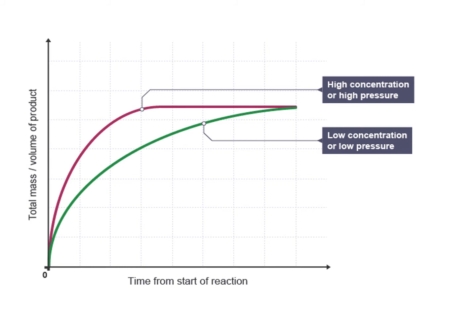At a higher concentration, you can see two things. First of all, you can see that the curve is much steeper, which means that the rate of reaction is much higher, and that the curve plateaus, or the line goes flat, much earlier, which means that the reaction stops much earlier at a higher concentration.